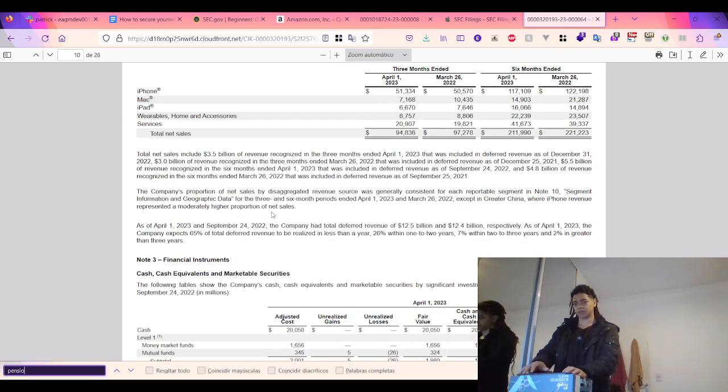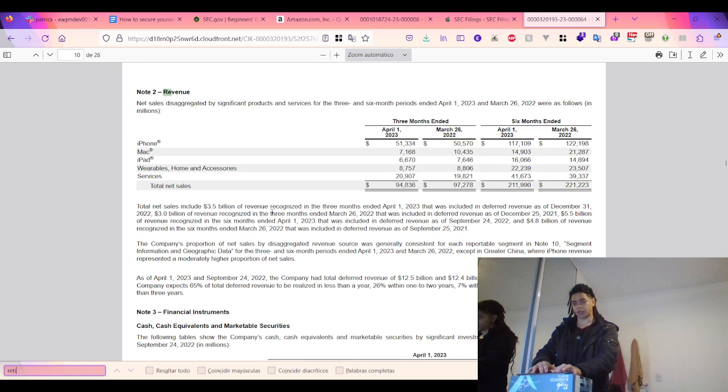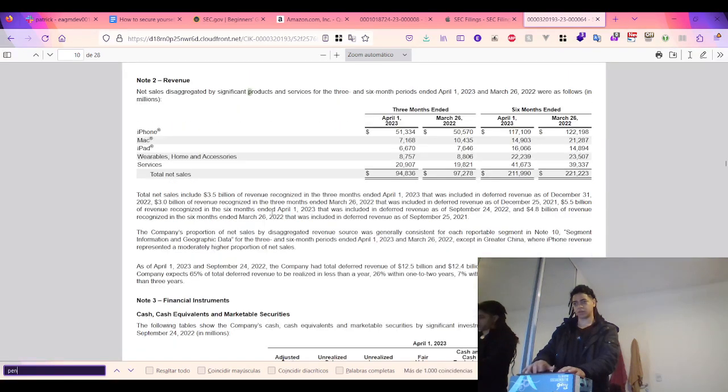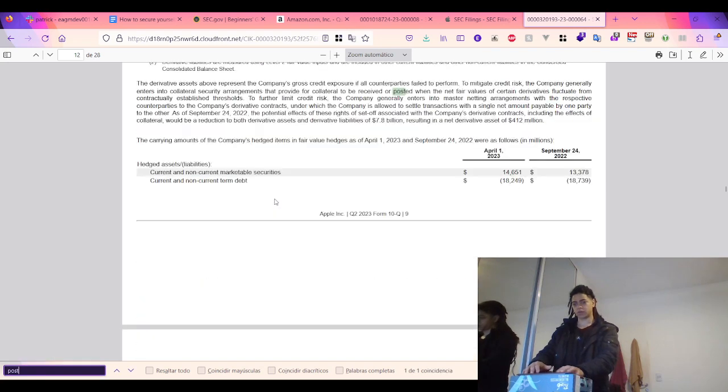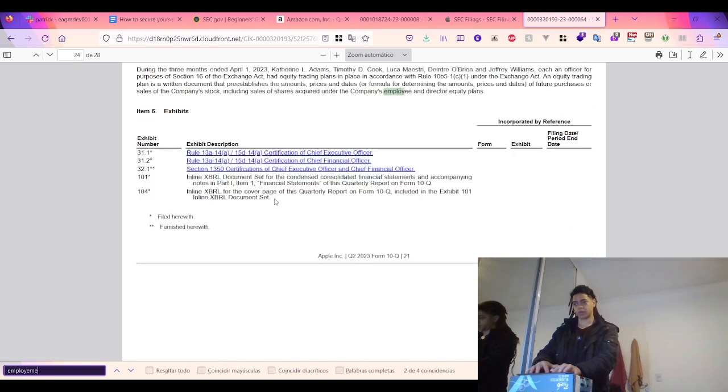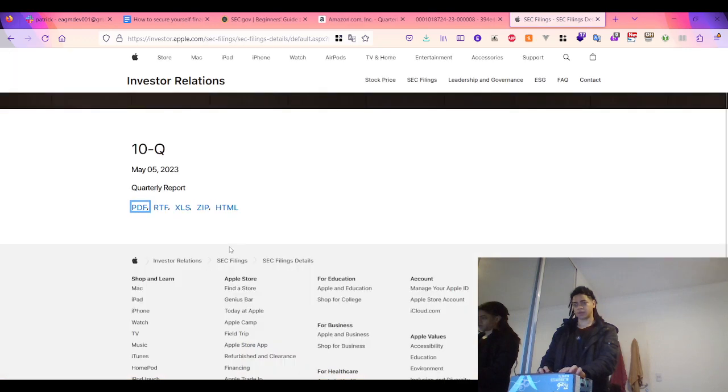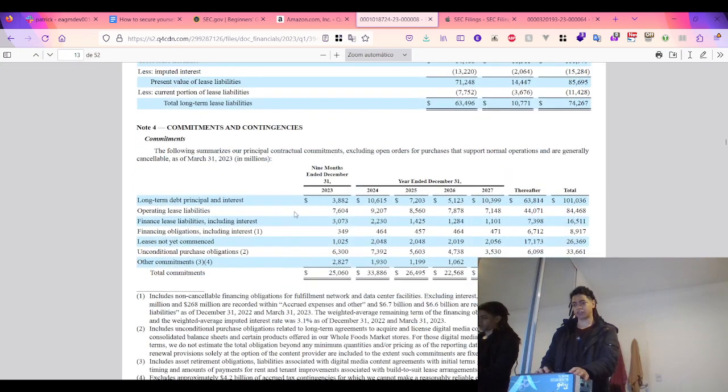The word pension is not even here. Retirement. Retire. They don't talk about that. Pension. Post. Employment. Or employment. Because to me it is something interesting that this company doesn't talk about that.